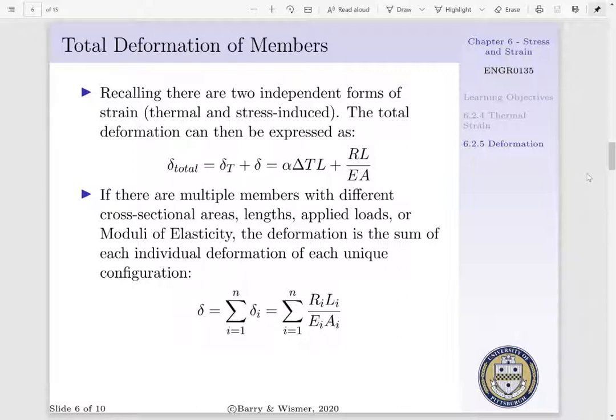Now, if there are multiple members with different cross-sectional areas, different lengths, different applied loads, or different moduli of elasticity, the deformation is the sum of each individual deformation of each unique configuration. And this would be equal to the sum from i equals 1 to n of R sub i, L sub i, per E sub i, A sub i.